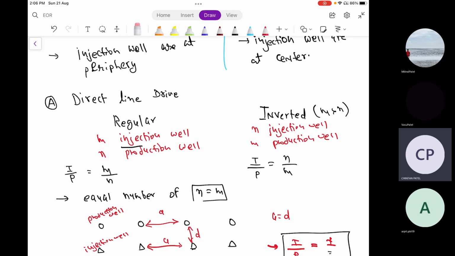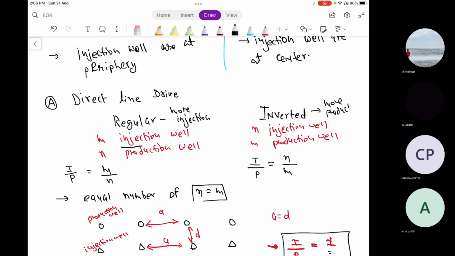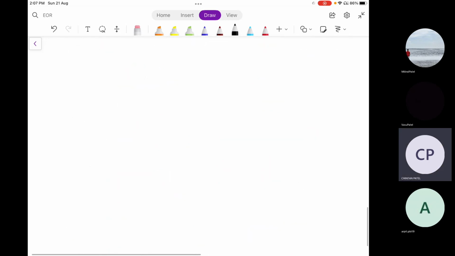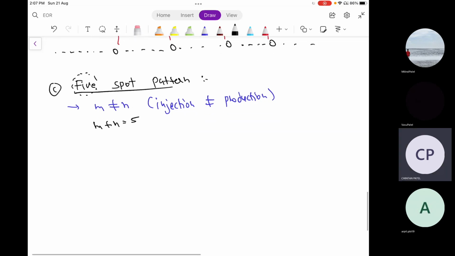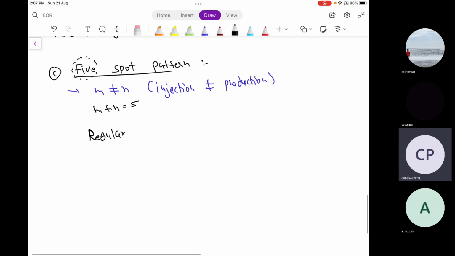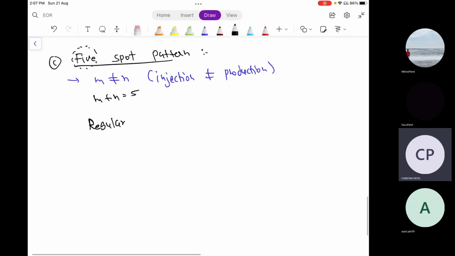So let me write it in an easy way. The injection wells number is I. So in regular, we have more injection wells, but in inverted, we have more production wells. So let's say when I say 5, it means m plus n is equal to 5. And let's say I'm saying regular pattern, so let's discuss only regular here. Inverted, you will easily understand. So in regular, we have m equal to, let's say, m is equal to injection wells.